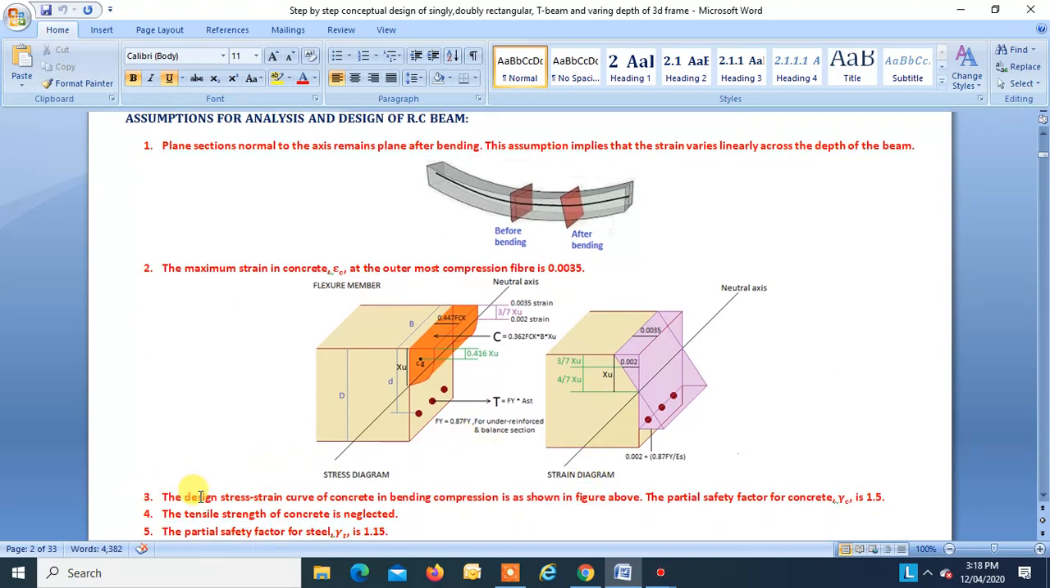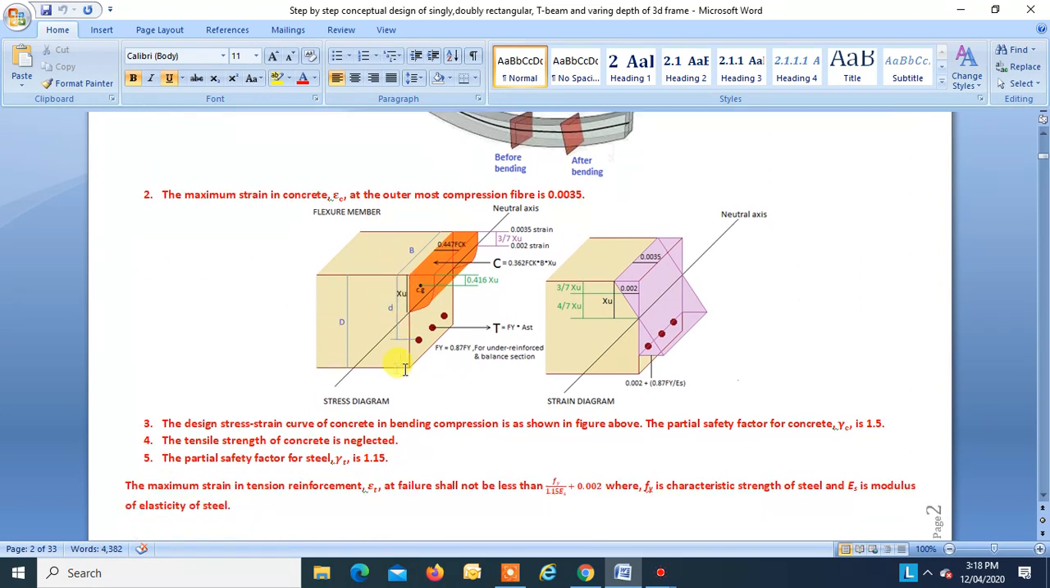Okay. The design stress strain curve for concrete is as shown over here. This is force C, this is force T, and the lever arm is the distance between these two forces, right? So T is equal to fs into Ast. When it is an under-reinforced section or a balanced section, then fs is equal to 0.87 fy. That is design stress, right? And C is equal to 0.362 fck b into xu. b is the width, xu is the depth of the neutral axis, okay?